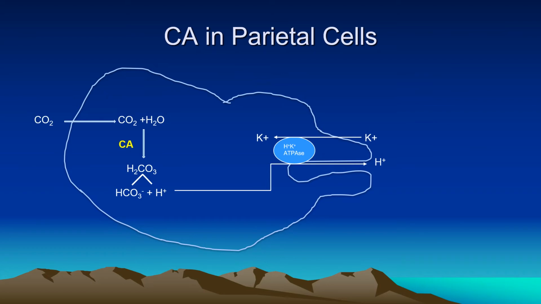Take the example of the parietal cell, where carbonic anhydrase converts the reaction in such a way that ultimately a hydrogen ion, or a proton, is secreted in exchange for potassium through the hydrogen potassium ATPase, or proton pump. This is how hydrochloric acid is formed when hydrogen combines with the chloride ion, which can freely move.